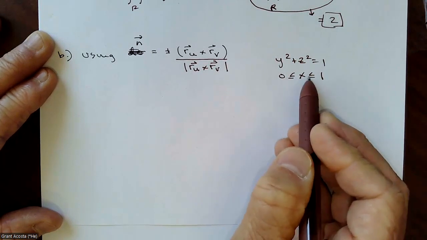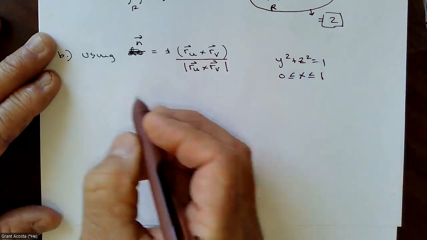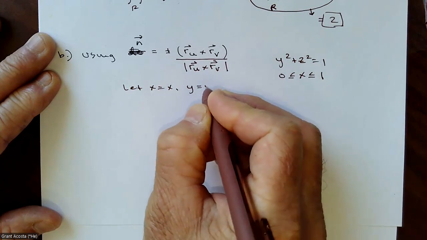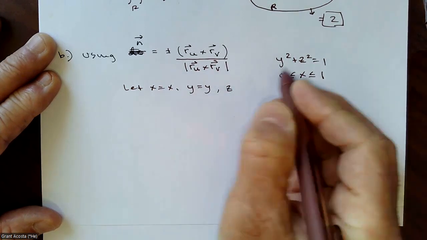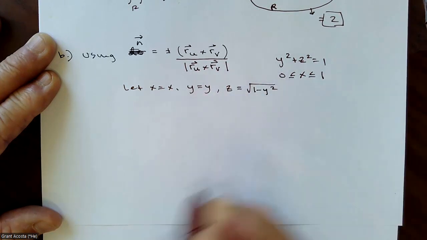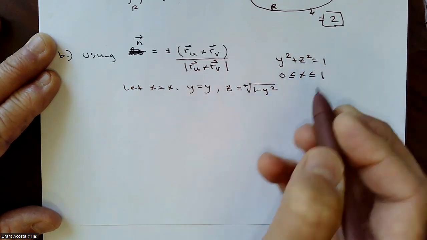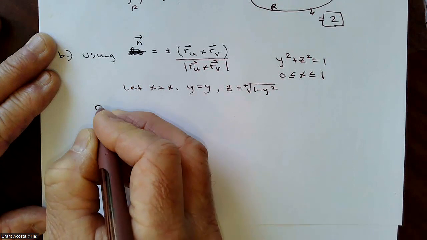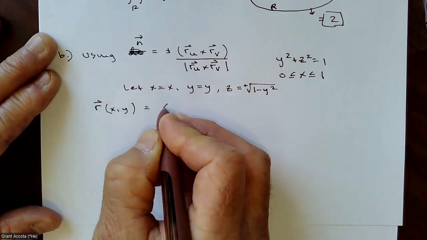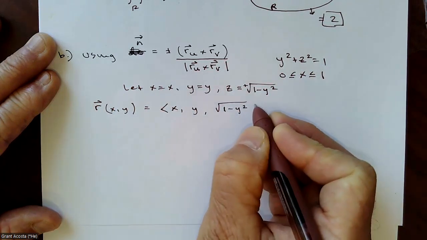So knowing that I have to somehow incorporate x into this, what I'm going to do is let x be x, y be y, and if y was y, what would z equal in terms of y? z would equal the square root of 1 minus y squared. I don't need plus or minus because it's the top half of that circle. So therefore, my parameterization in terms of just x and y is x, y, square root of 1 minus y squared.